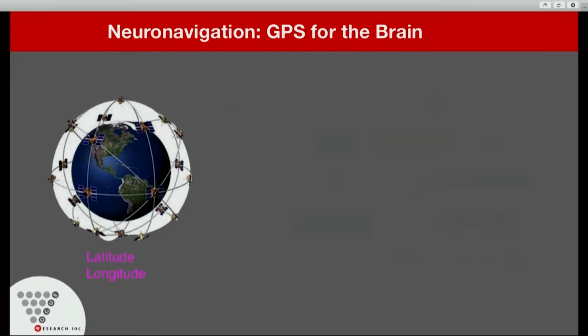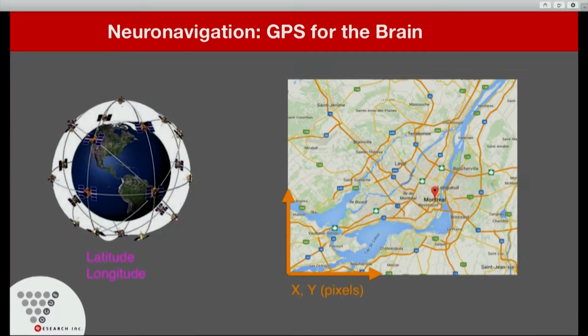So just to describe navigation, instead of talking about neuronavigation right away, I'm going to use an analogy that everyone understands, and that's GPS. Every navigation system under the hood, really all it's trying to do is convert coordinates from the real world to coordinates that we can use on a computer to display where we are.